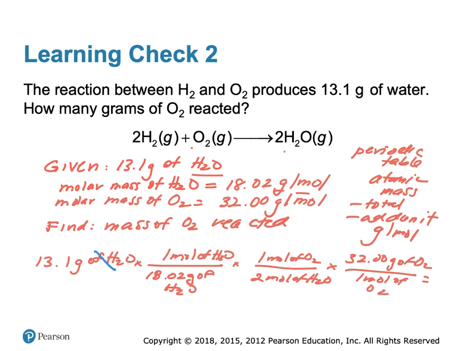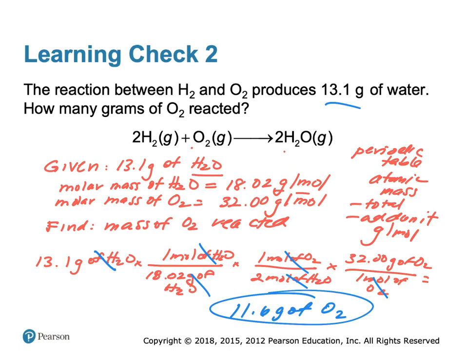So my grams of water cancel, my moles of water cancel, my moles of oxygen cancel, to give me a final answer of 11.6 grams of oxygen. And there are 3 significant figures, so my answer needs to have 3 significant figures.